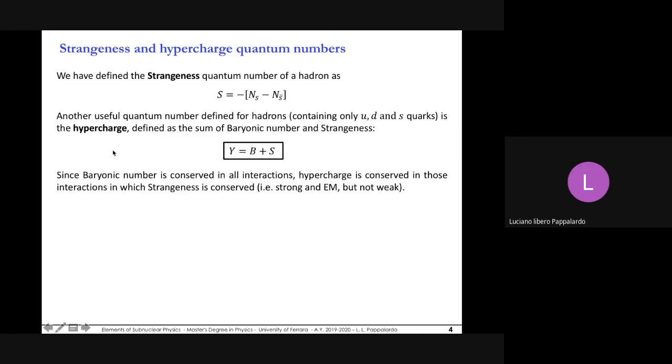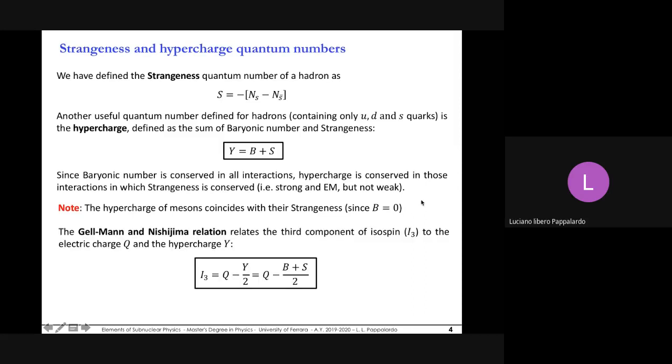Now, since the baryonic number is conserved in all interactions, it turns out that hypercharge is conserved only in those interactions that also conserve strangeness. That is, it is conserved in strong and electromagnetic, but not in weak interactions. We have seen last time that weak interactions violate strangeness conservation, and this is the reason why the lightest strange hadron can only decay through the weak interactions. Of course, the hypercharge of mesons coincides with the strangeness, because for mesons the baryonic number is exactly 0.